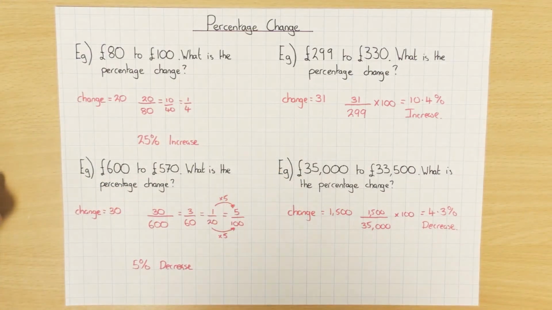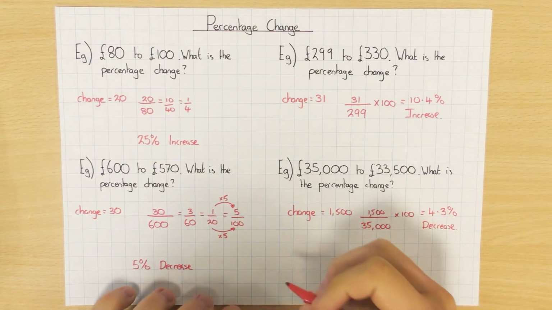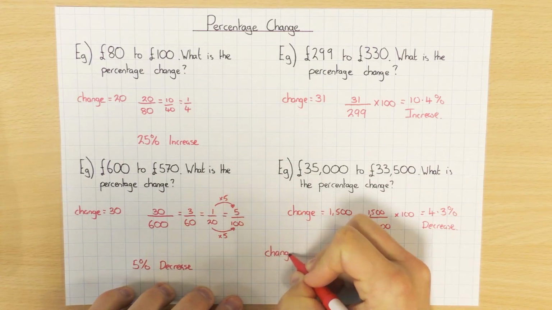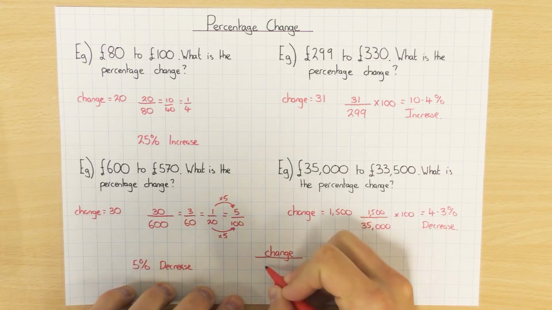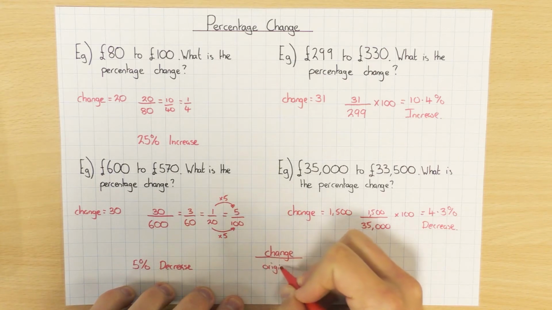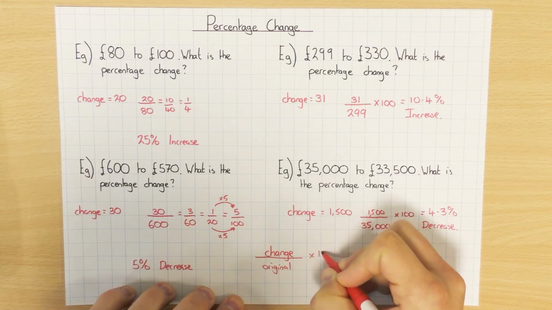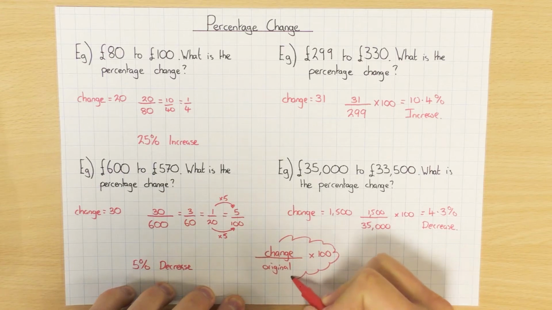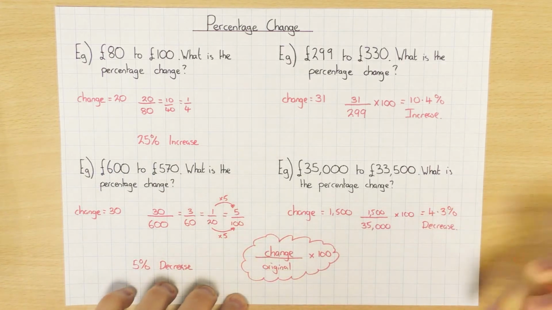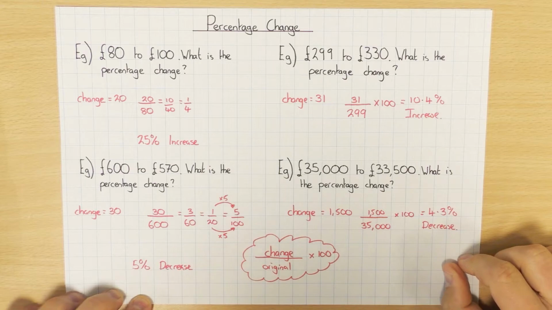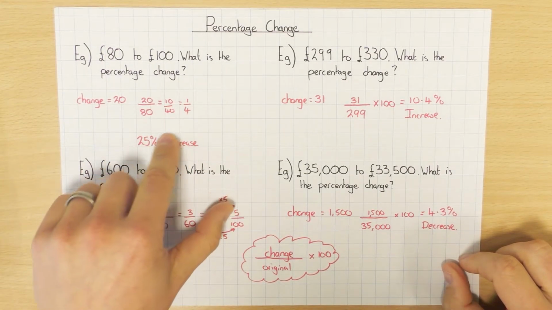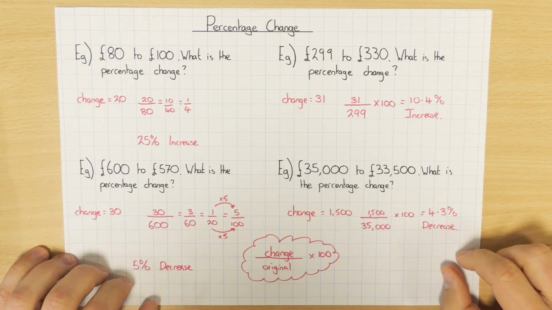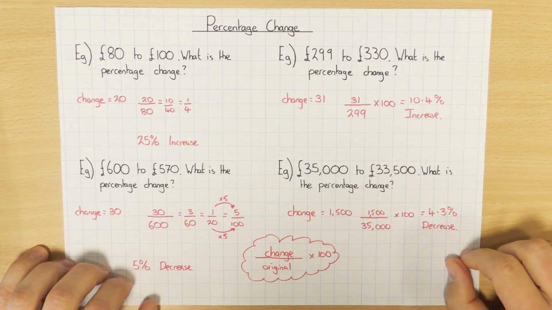So, what is the general formula for a percentage change? Well, you might have already guessed it. You work out the change, you divide it by the original, and then to convert it to a percentage, you just times by 100. And if you use that formula, you will always be able to find the percentage change. Of course, non-calculator ones here, you may need to use your skills of converting fractions to percentages, but if you've got a calculator, it is just that simple.